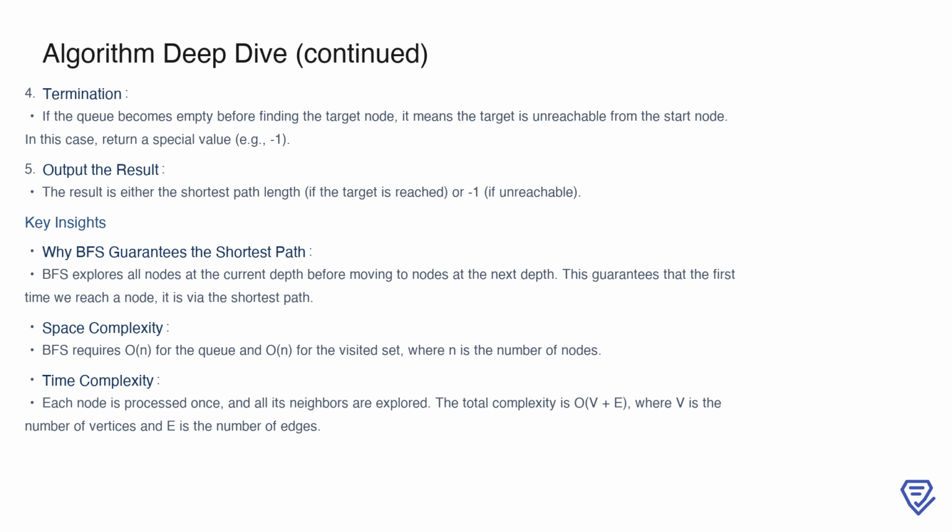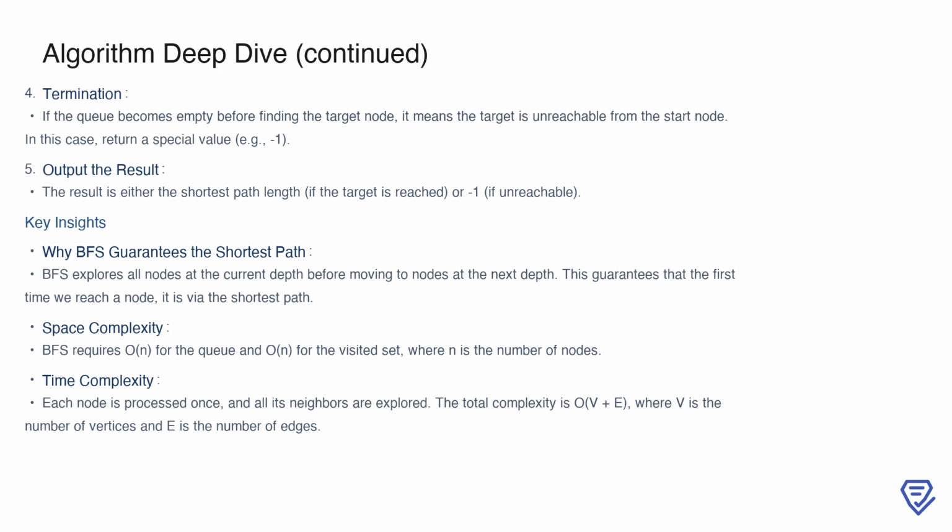The BFS algorithm terminates under two conditions: either the target node is found, in which case the path length is returned, or the queue becomes empty, meaning the target is unreachable from the start node. In the latter scenario, we return a special value, such as -1, to indicate this result. The output of the algorithm is simple, it's either the shortest path length or -1 if the target cannot be reached. BFS guarantees the shortest path due to its level-by-level exploration. The first time a node is reached, it's via the shortest path.